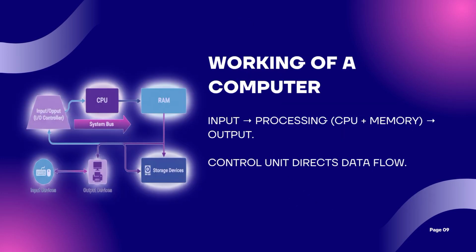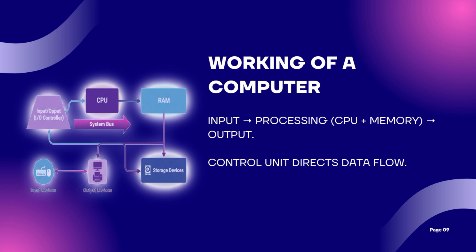So let's put it all together. The basic working of a computer follows this simple flow. We provide input, which then goes to processing by the CPU with the help of memory, and finally we get the output. The control unit is the director of this entire process, managing the data flow between all other parts.